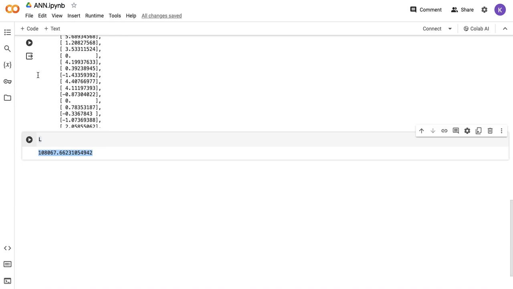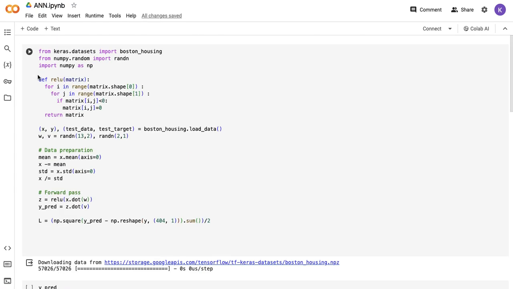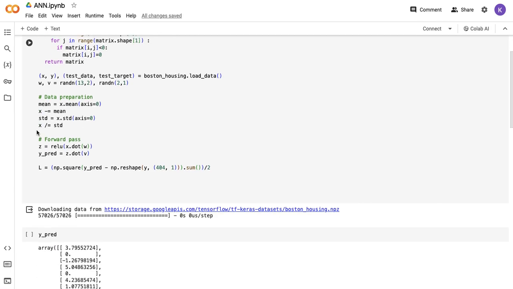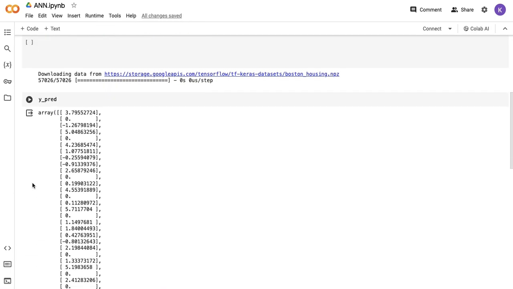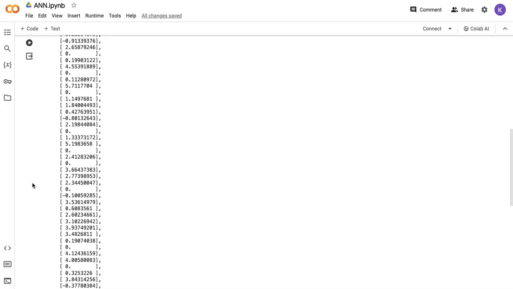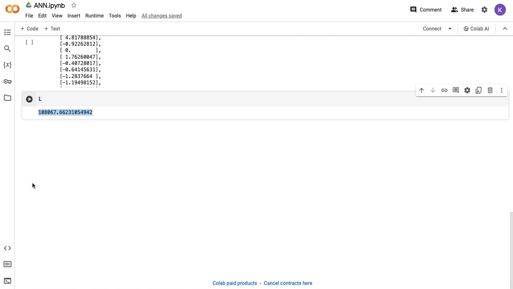In the first part, we coded our forward pass and we got some predictions. We saw that their values were pretty small. As a result, the value of our cost function was quite huge. This indicates that there is a huge gap between our predicted prices of Boston homes and their actual values. And in this video, we are going to make our predictions better by reducing our cost function.